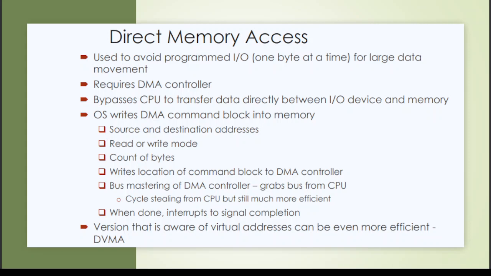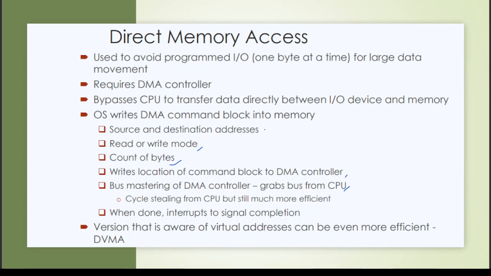The OS writes a DMA command block into memory. Source and destination addresses are written. The read and write modes are selected, and we count the bytes. We write the location of the command block to the DMA controller, and the bus master of the DMA controller grabs the bus from the CPU.